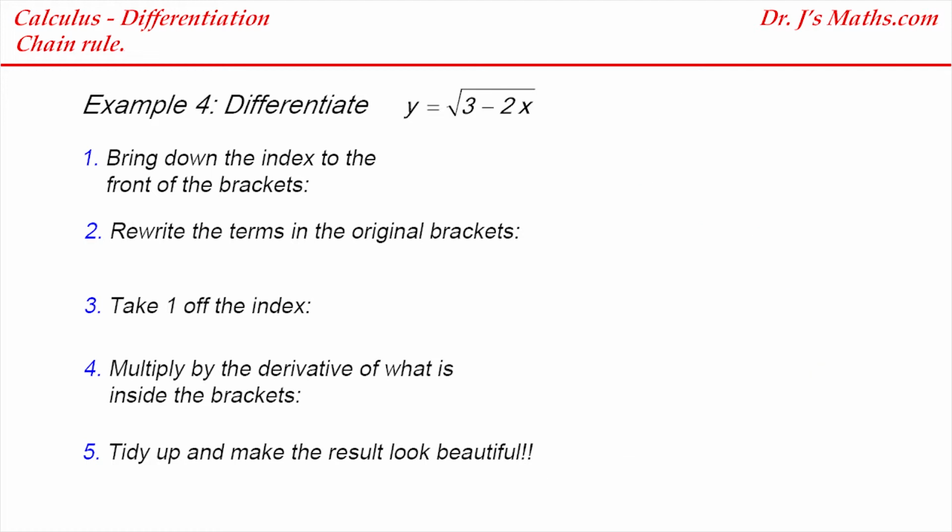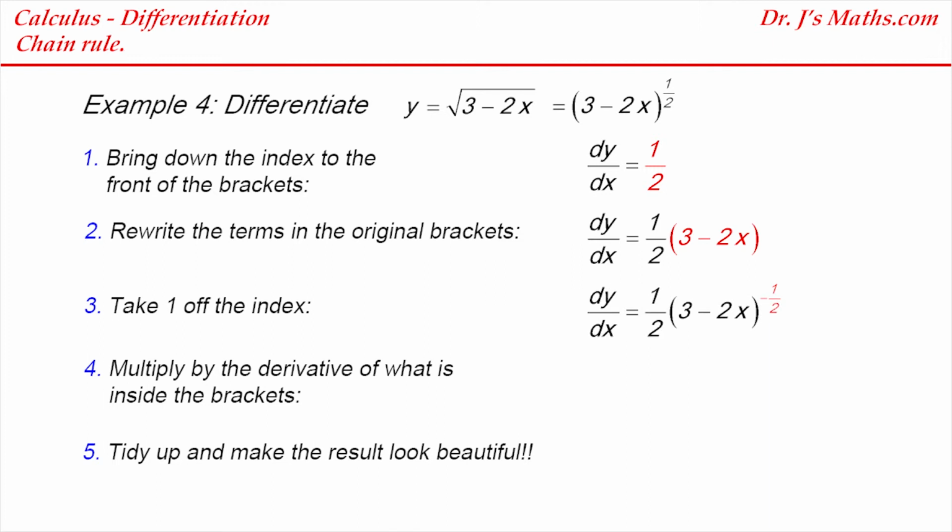Fourth example, here we use a radical, the square root. So y is equal to the square root of 3 minus 2x. Change it around so we've got an index, so it's (3 minus 2x) all to the half. It's exactly the same format, so it's going to be exactly the same steps. First step, bring the half down the front. Second, rewrite the bracket, so bracket 3 minus 2x. Take 1 off the half, so it becomes a minus a half.